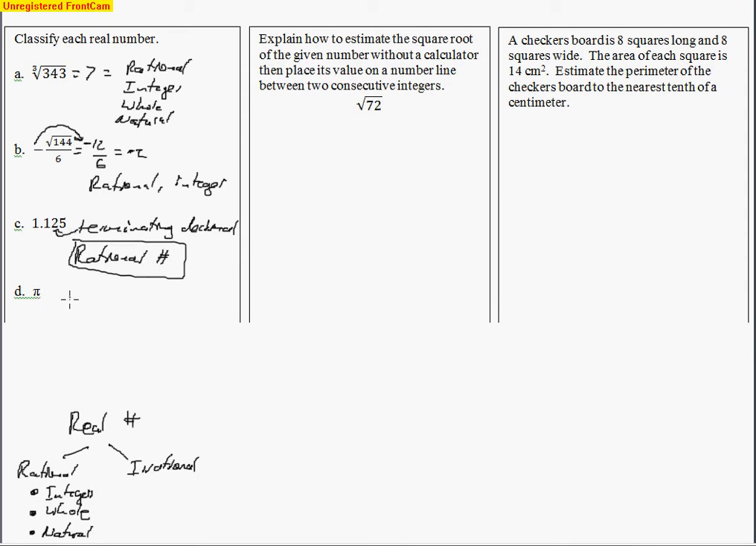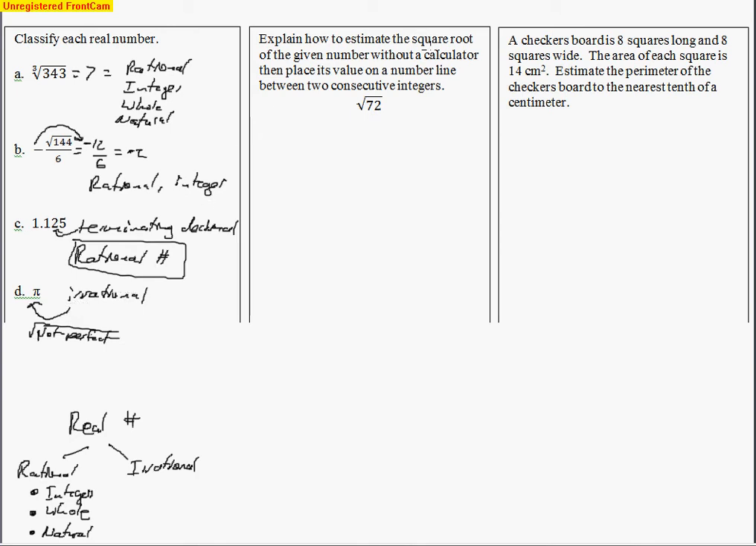Pi is an irrational number. So that's a number you cannot write as a fraction. So you're going to see numbers that are irrational when you've got pi or the square root of something that's not perfect. So if it's not a perfect cube or perfect square, that's when it's going to be irrational.